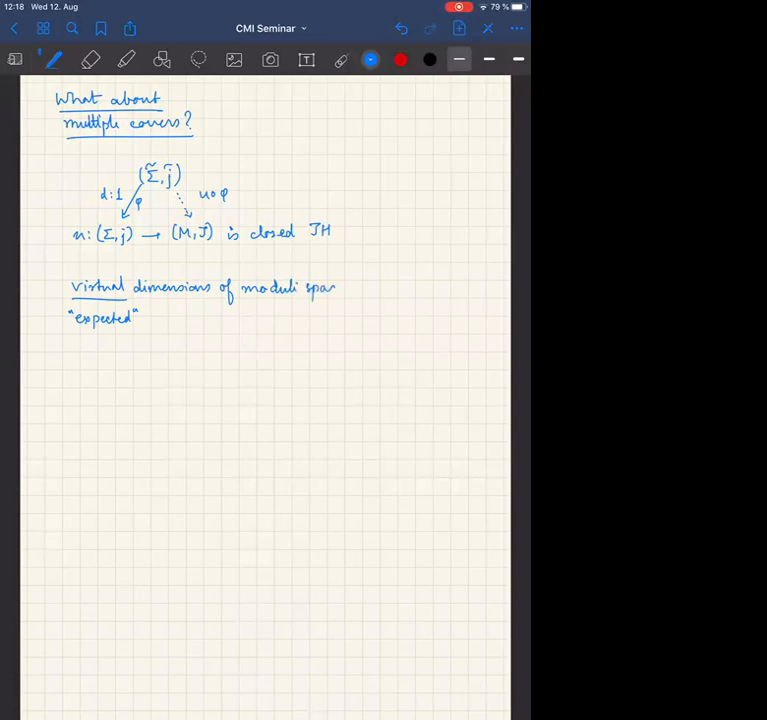So suppose the virtual dimensions of the moduli spaces containing U and U composed with phi. As I said, this is the same as the index of the curve. Then we have this relation.